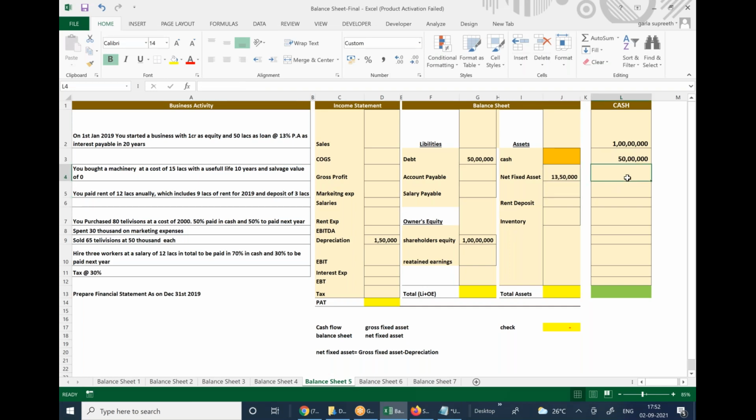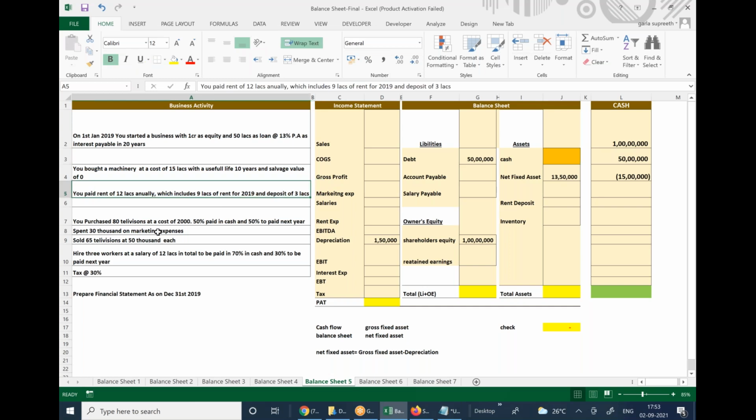But I told you in your cash flow, you have to put gross fixed asset. And should I put plus or minus? Exactly. I have paid money to buy the asset, so money is going out. But I have to put gross fixed asset. So this is 15 lakhs. Keep in mind, in cash flow it is gross fixed, in balance sheet it is net fixed asset.